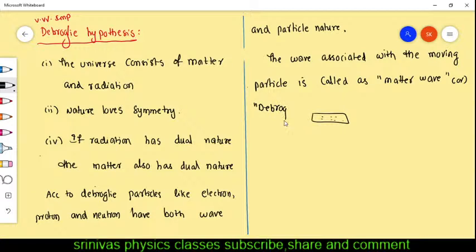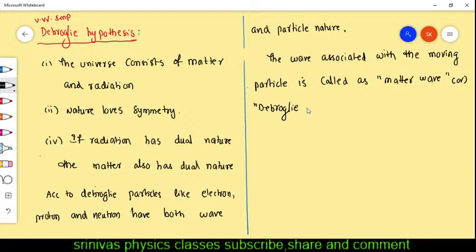What did de Broglie say? De Broglie said that matter has the dual nature. Matter has dual nature means matter has a particle nature. In that there is no doubt. Why? Because matter is material. Material is generally made up of particles. But the matter also has the wave nature. That is special, right? When matter has the wave nature, it means the wave associated with the matter, and that is called a de Broglie wave or the matter wave, right?